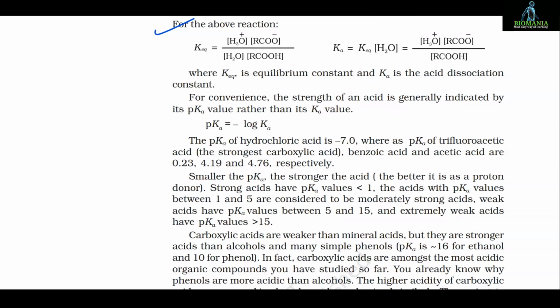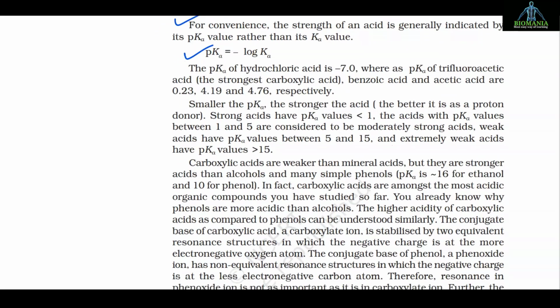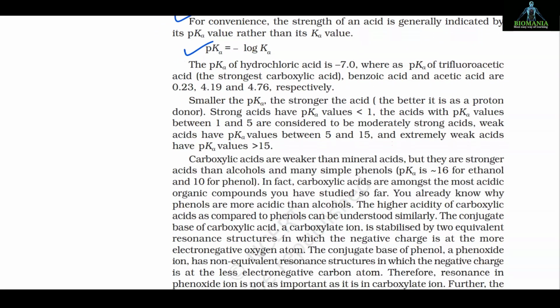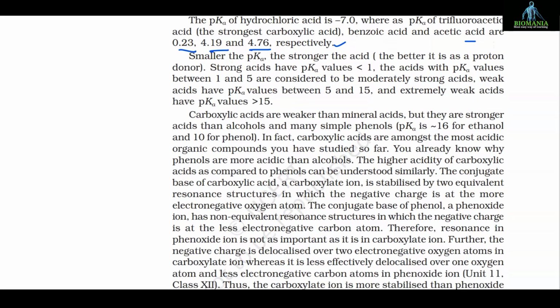For the above reaction, K is the equilibrium constant and Ka is the acid dissociation constant. Here you can see both values. For convenience, the strength of an acid is generally indicated by pKa value rather than its Ka value. pKa is equal to minus log Ka. The pKa of hydrochloric acid is minus 7, whereas pKa of trifluoroacetic acid, that is the strongest carboxylic acid, benzoic acid and acetic acid are 0.23, 4.19, 4.76 respectively. The smaller the pKa, the stronger the acid, the better it is as a proton donor.